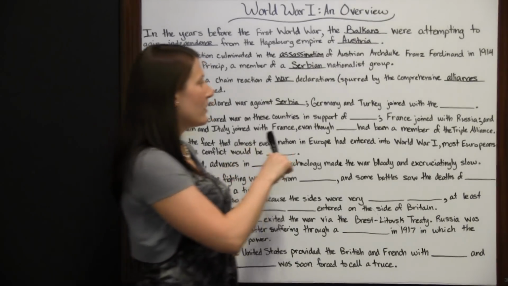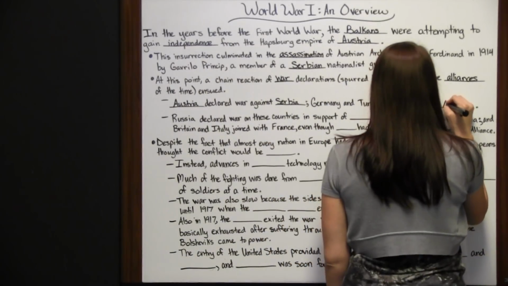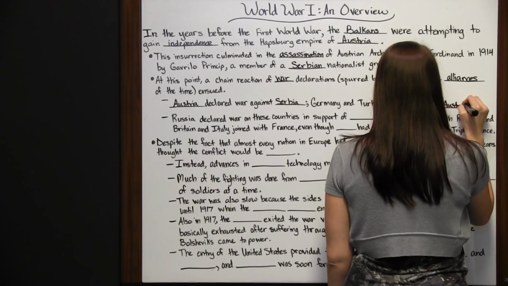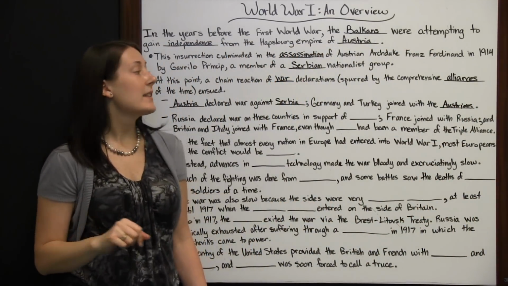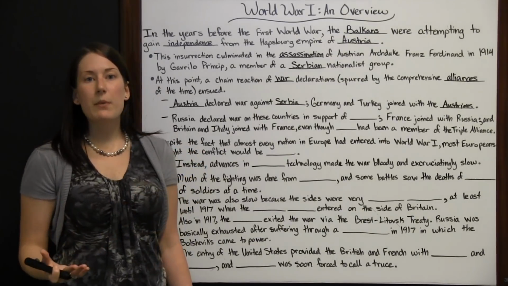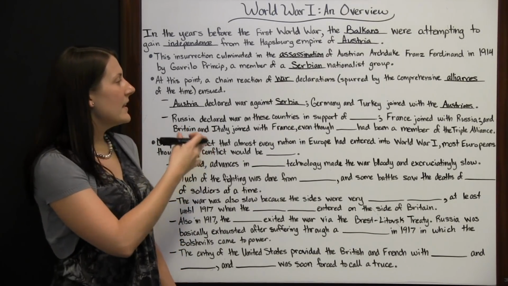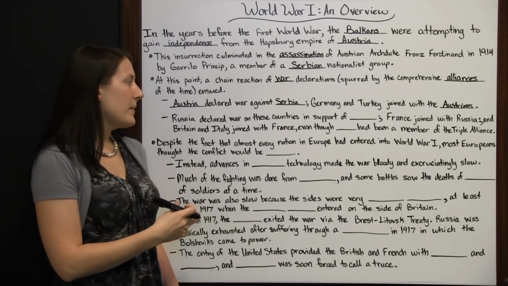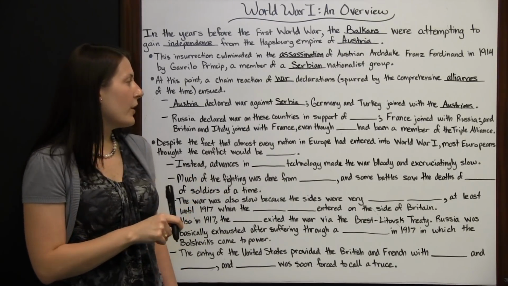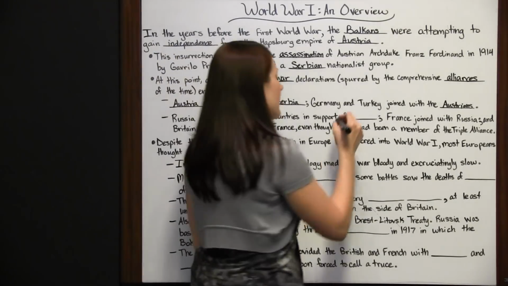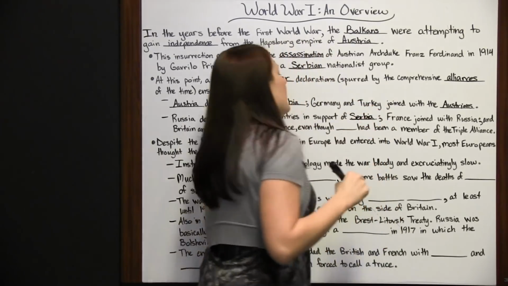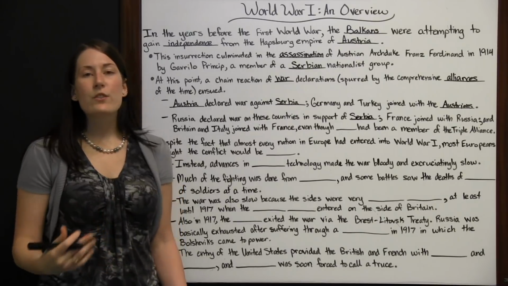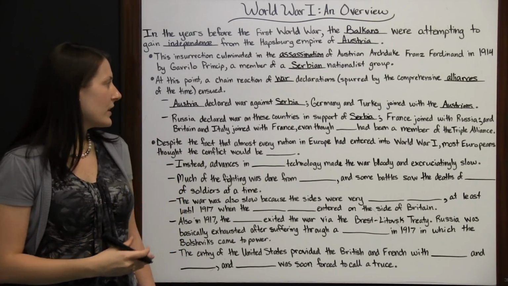Then Germany and Turkey joined with the Austrians. Germany and Austria had been in the Triple Alliance together. Therefore, Germany was supposed to back up Austria, and it did. And Turkey also joined with them. Russia declared war on these countries in support of Serbia. So Russia agreed and said, yes, you should be independent. We're going to back you up against the Austrians.